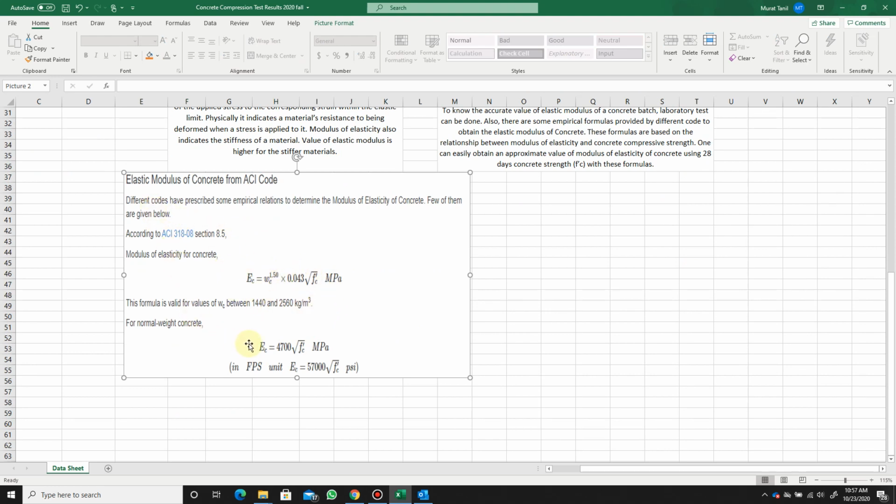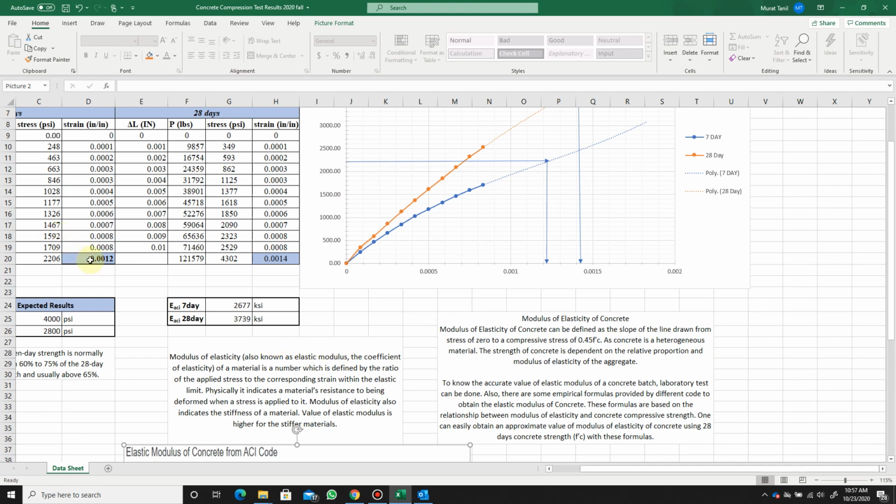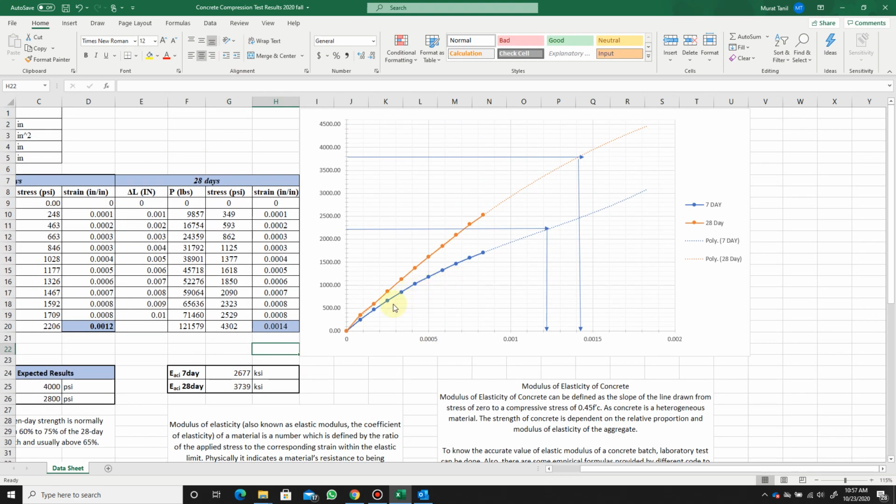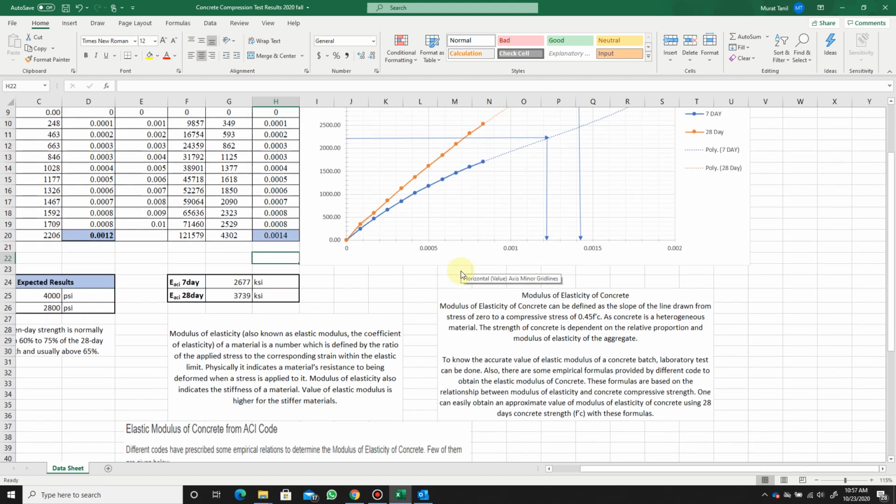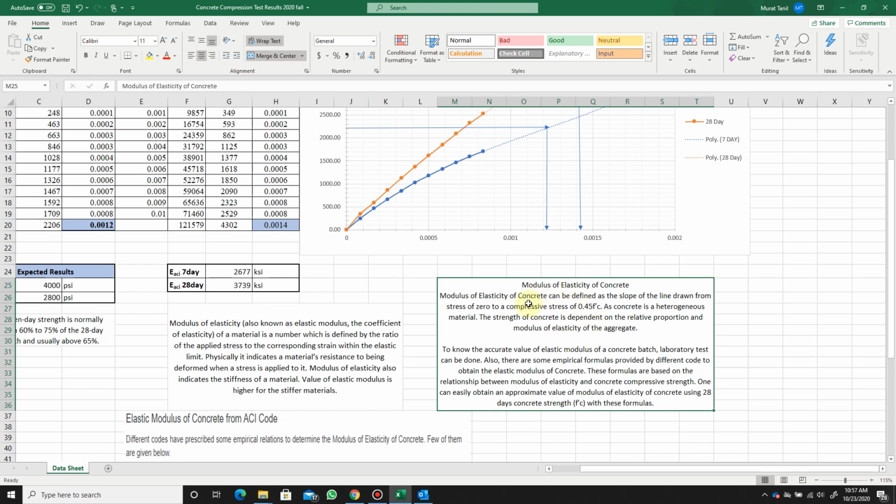The equation that I used was 57,000 square root of f'c. f'c stands for the concrete compressive strength, which is 2206 for 7 days. I use it here. You see that cell C20 is locked here, and 57,000 square root of 2206 divided by 1000. 1000 is the conversion unit to convert from psi to ksi. The other way is to calculate the modulus of elasticity from the elastic region. You can look at it from here. This is another way to calculate it.